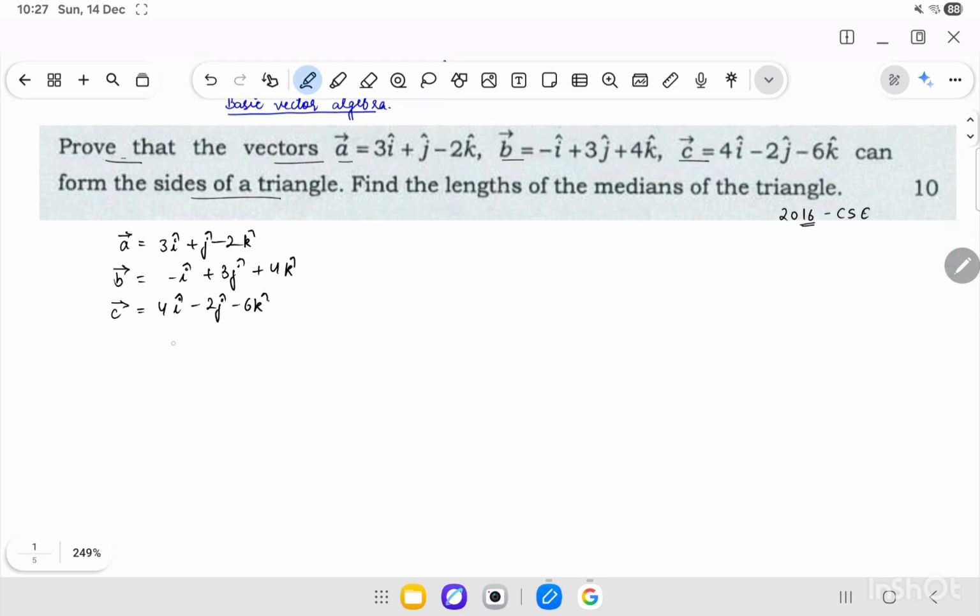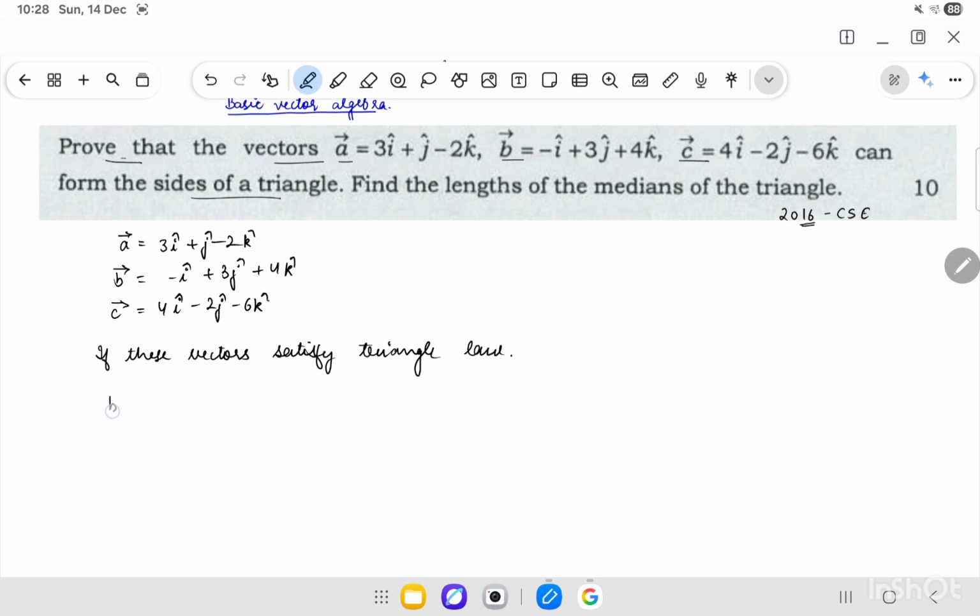So the easiest way to show that these 3 vectors form sides of a triangle is to check if these vectors satisfy basically the triangle law. And what is triangle law? So triangle law basically states that sum of any 2 sides is equal to the third side.